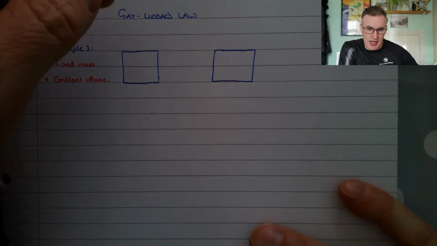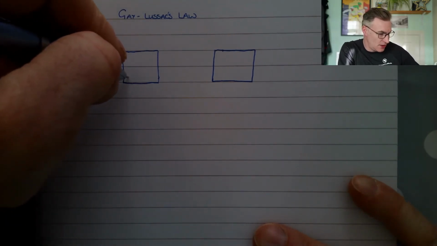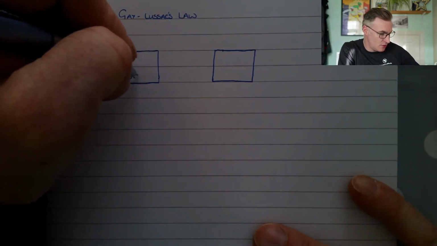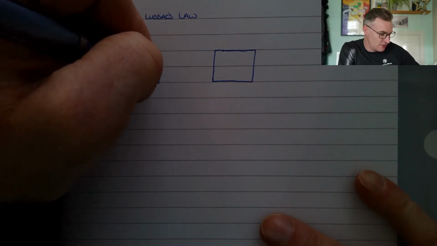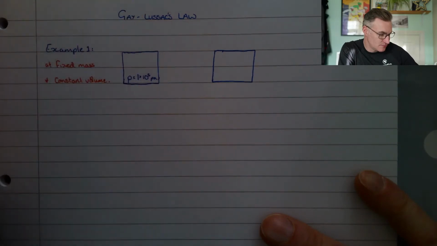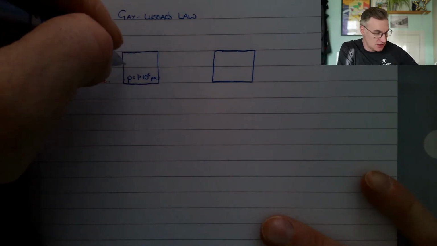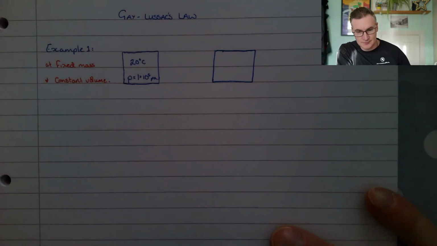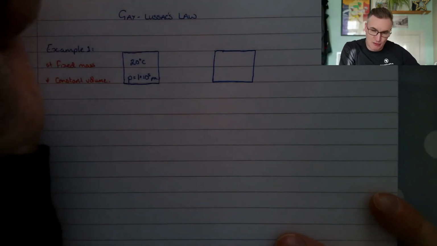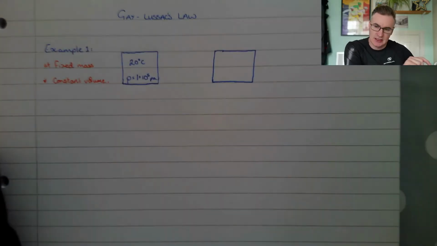So we're going to have container 1 having pressure of just 1 atmosphere again, so 1 times 10 to the 5 pascals, and let's say room temperature, so we can have 20 degrees C. Now what would be the pressure if we were to heat this to, let's say, 100 degrees C? Then we're going to look for pressure.